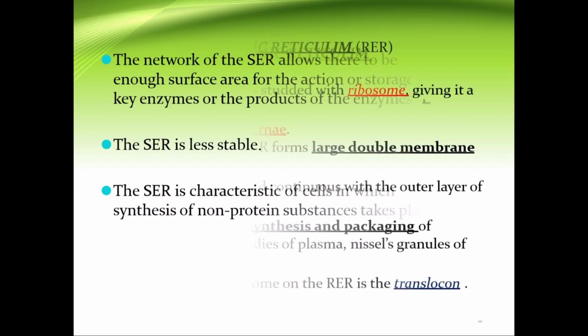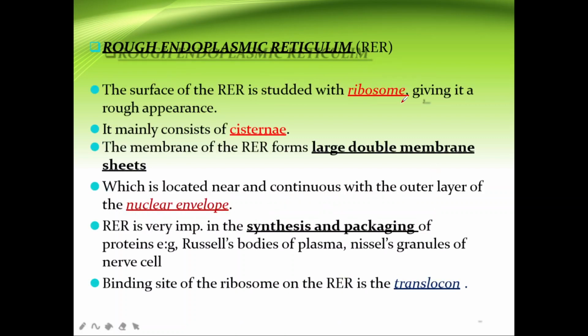Okay. Now, the second type is rough endoplasmic reticulum, RER. The surface of the RER is studded with ribosomes, giving it a rough appearance. It mainly consists of cisternae. The membrane of RER forms large double membrane sheets, which is located near and continuous with the outer layer of nuclear envelope.